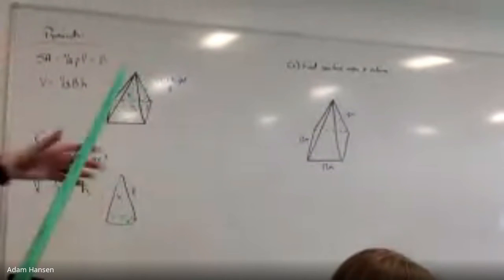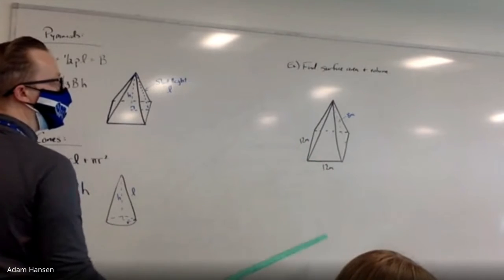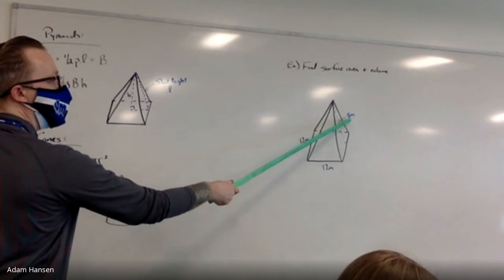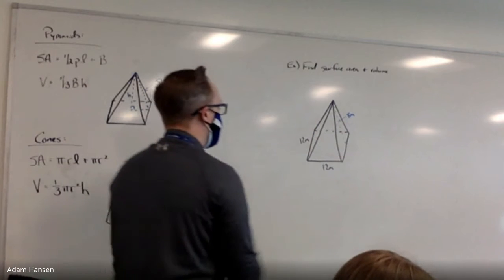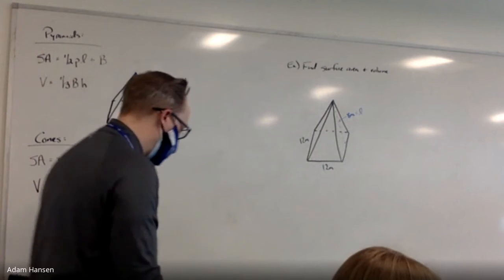So we talked about this pyramid a second ago. It's a square pyramid with base lengths of 12 and 12. That 8-meter length here, what would I call that? It's the slant height, not the actual height, the slant height. We denote that with cursive L.